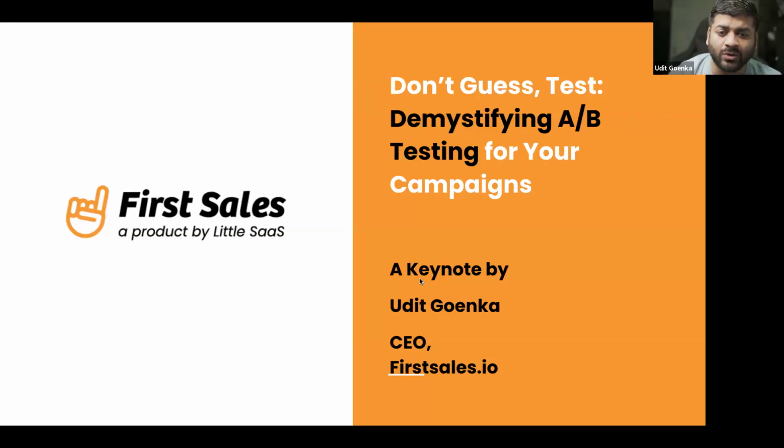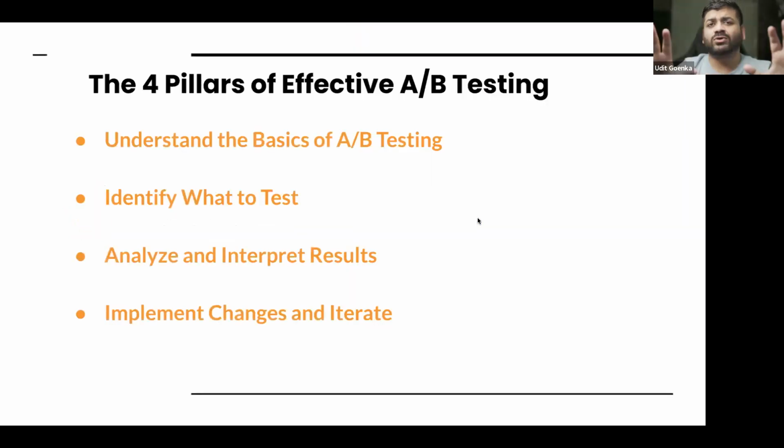So this is another keynote by me, and let's get started. Again, if you guys want to take down notes, you can. The 4 very important pillars of A/B testing are: understanding the basics of A/B testing, identifying what works, analyzing and interpreting results, and finally, implementing the changes and iterating. These are the 4 pillars of effective A/B split testing.